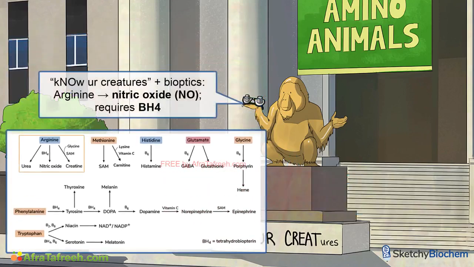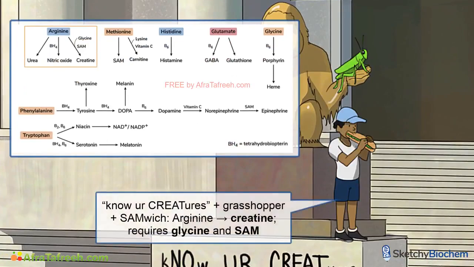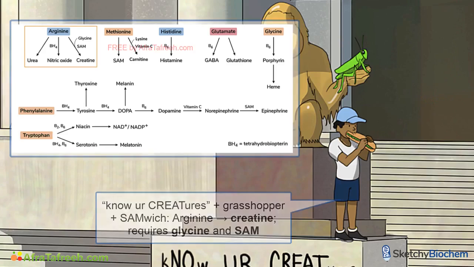We drew the orangutan holding bioptics because making nitric oxide from arginine requires BH4. Finally, making creatine from arginine requires glycine and SAM. We'll talk about why SAM is important soon. For now, just think of this grasshopper and the kid eating a sandwich next to the orangutan to help you remember glycine and SAM. Note the word creatures below these characters to remind you of creatine.